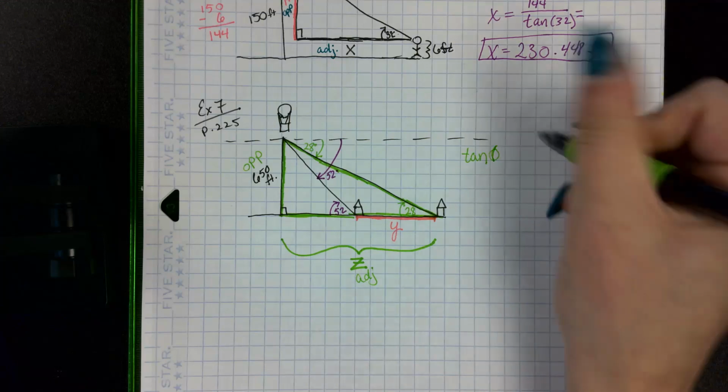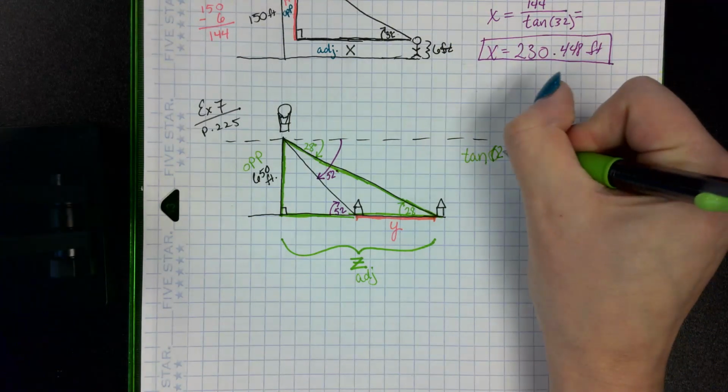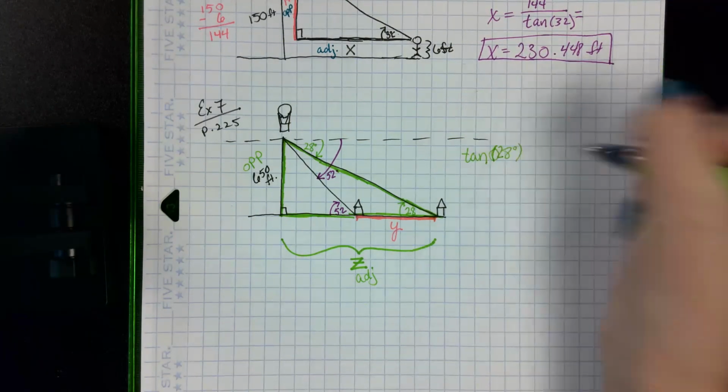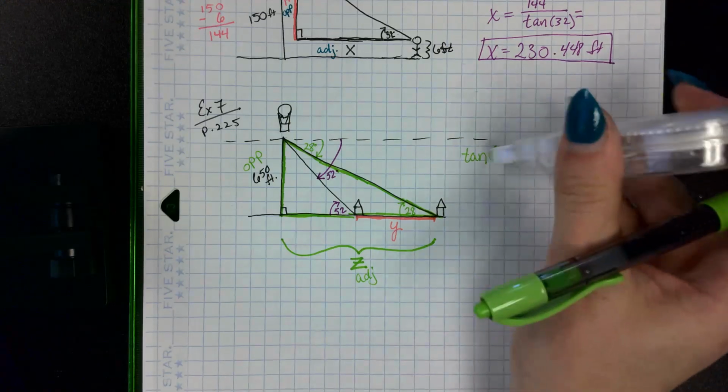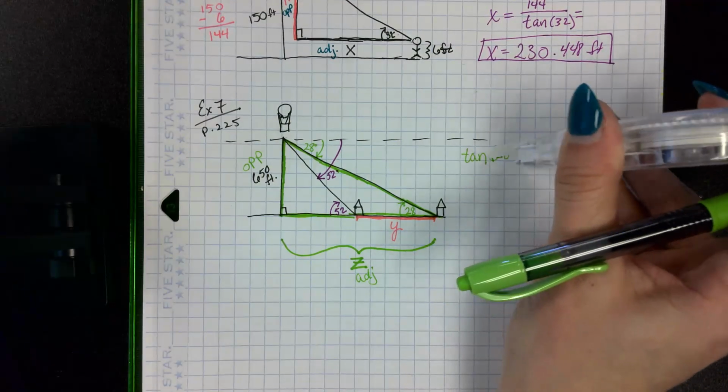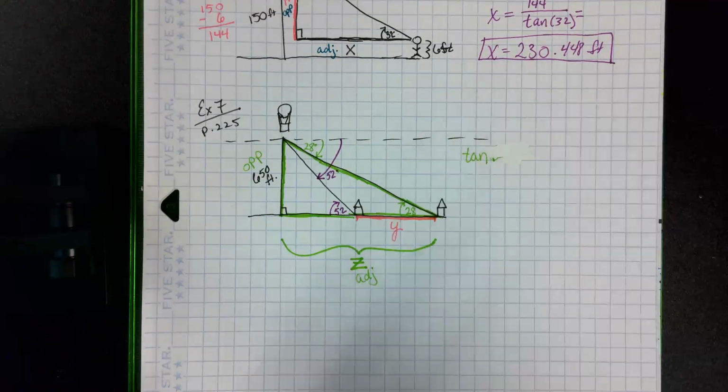Whatever. Make this 28 degrees. I lost my white out. Well, I whited out. I messed up. I wrote the wrong thing. There it is. It's just supposed to say 28. There.